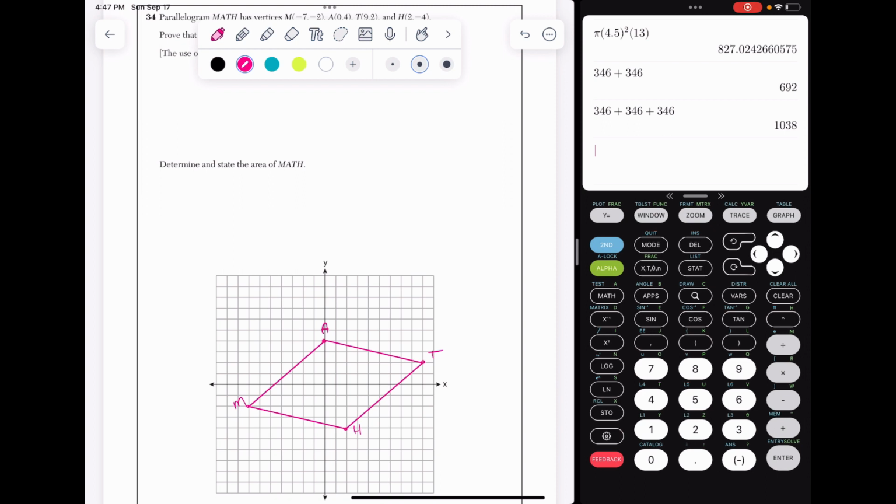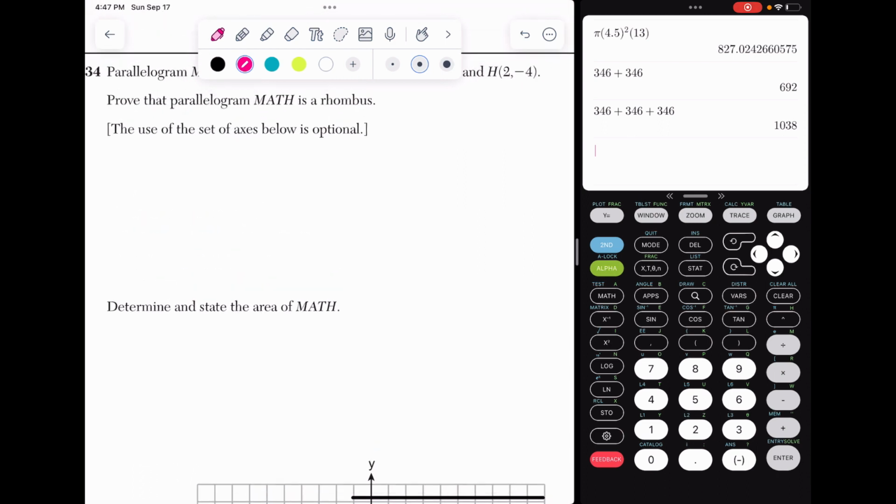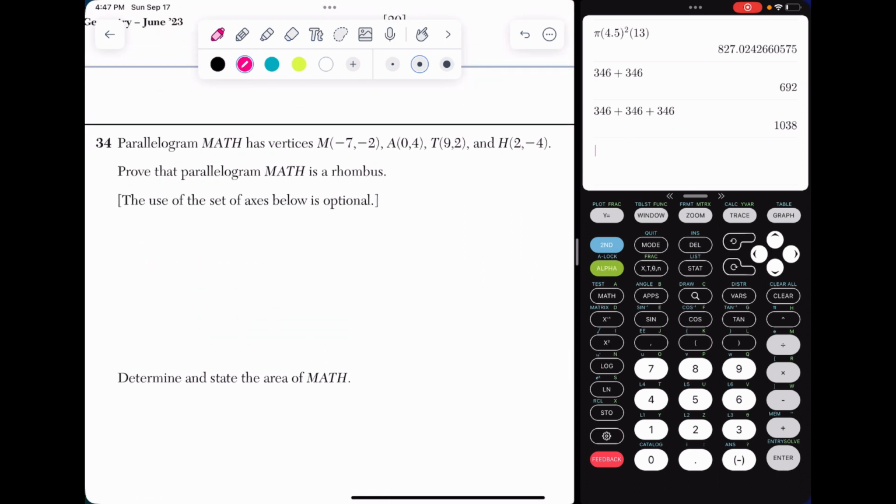Well, a rhombus is basically a quadrilateral where all 4 sides are congruent. So what I'm going to do is find the length of all 4 sides. The way I'm going to do that is with the distance formula. And I'm going to do that, like I said, for all 4 of the sides. So I'm just going to set up the formula first, and then I'll plug in the numbers.